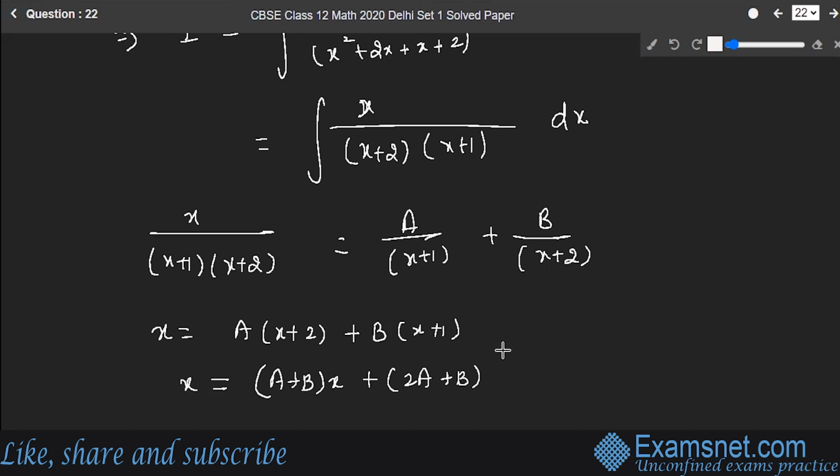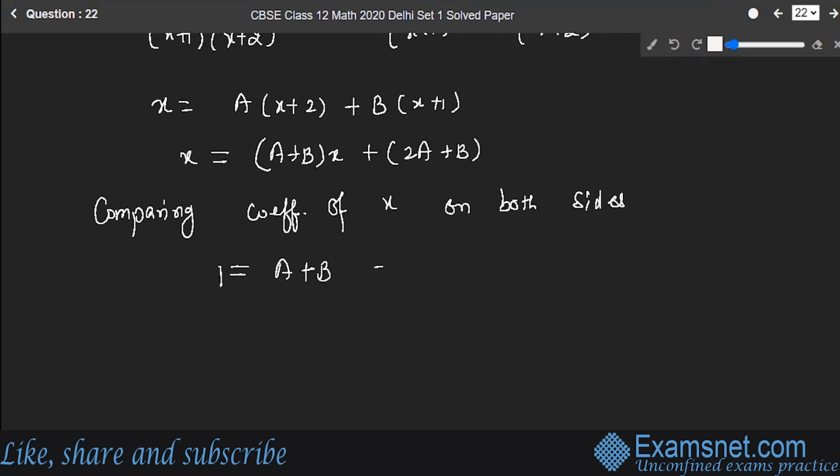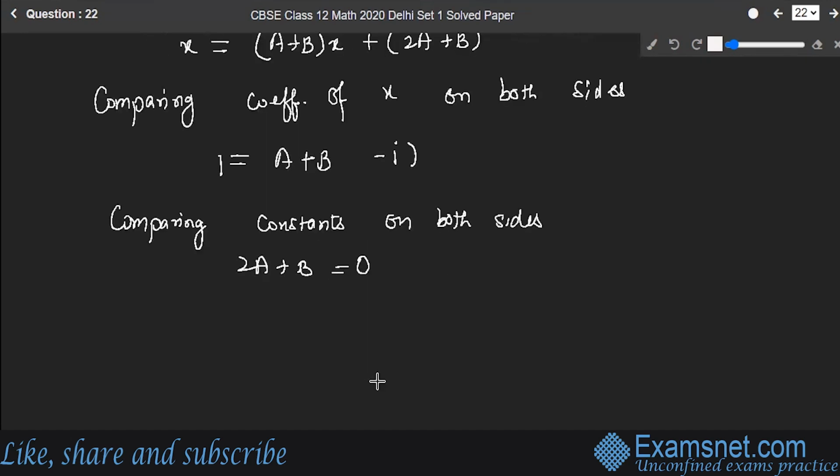Now let's compare the coefficient of x on both sides. Comparing coefficients of x on both sides, I'll get 1 is equal to A plus B. This is number 1. Also, if I compare the constants on both sides, comparing constants on both sides, you have 2A plus B is equal to 0. Let's say this is 2, right?